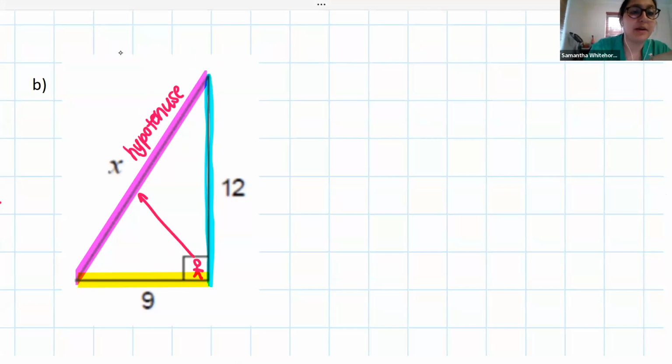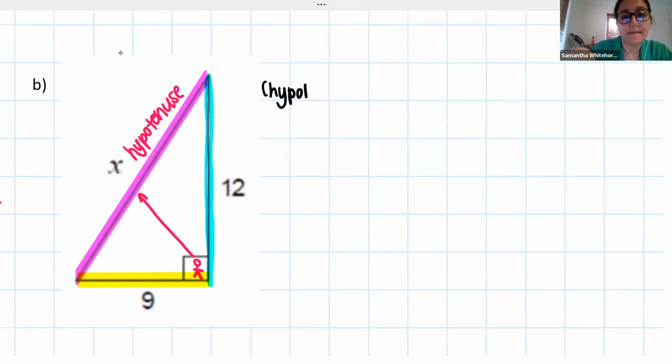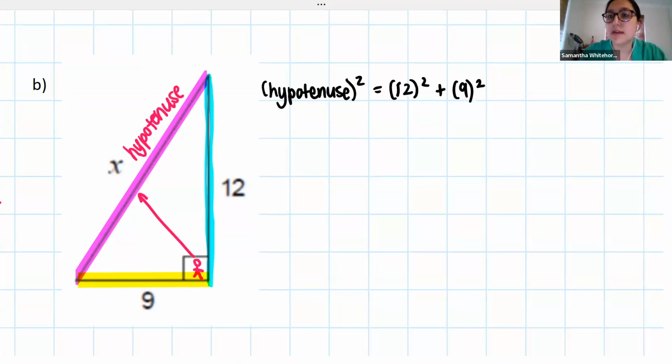So remember, Pythagoras says to us, hypotenuse squared is equal to the sum of my 2 other sides squared. So that would be 12 squared plus 9 squared. Guys, if you wrote the 9 squared first, then plus the 12 squared, it's absolutely fine. You will get the same answer.